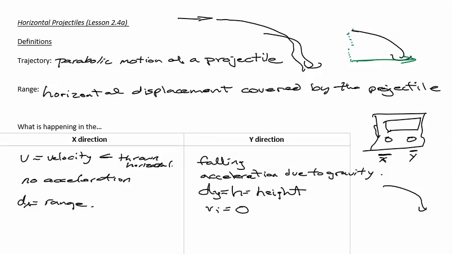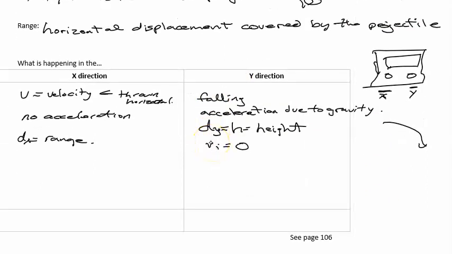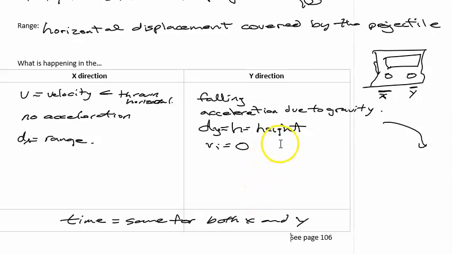Now, one thing, and one thing only, is the same for both. Both these things are happening at the same time. So the time is the same for both x and y. It's probably a little bit easier to see this when we actually do an example. So we'll do an example here.